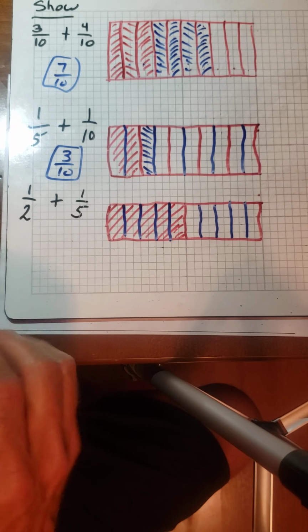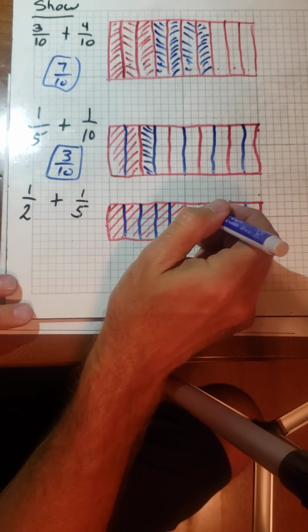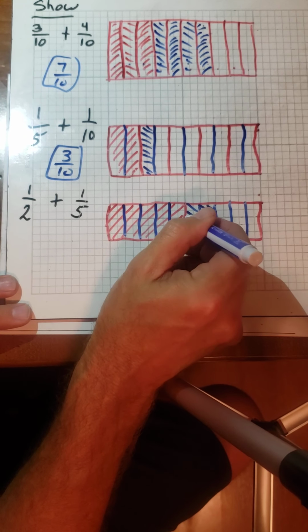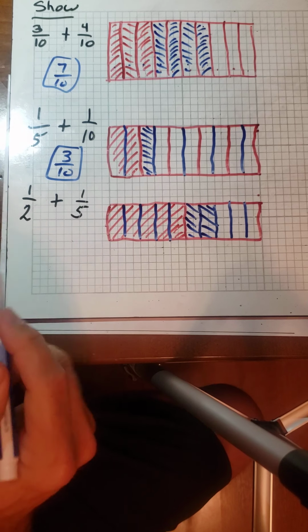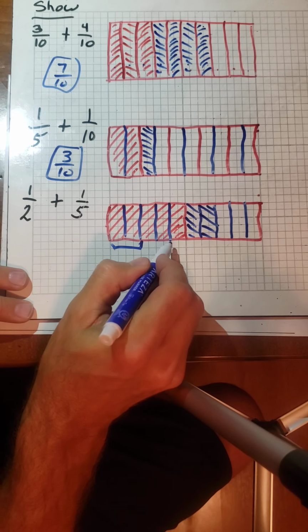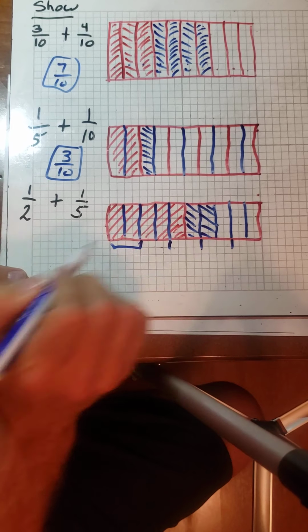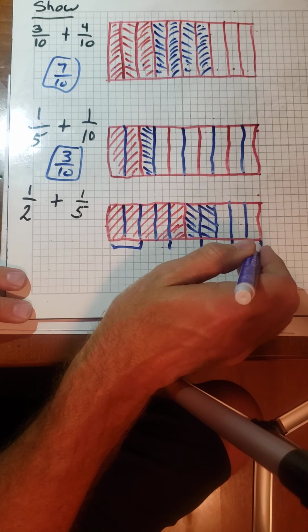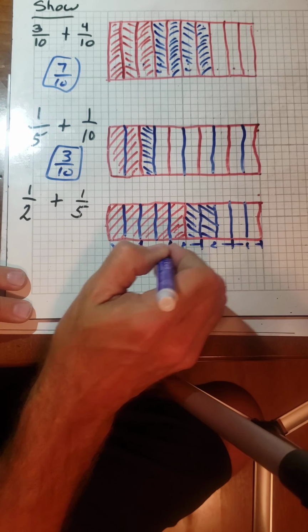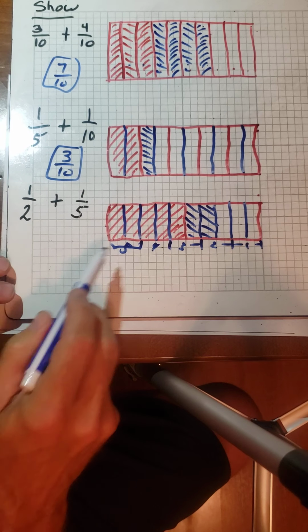And then I need to do 1/5 of this whole. So this would be 1/5 of the whole thing right here. Because this is 1 right here. This one is 2. This one is 3. This one is 4. And this one over here is 5. So there's one of them. Here's 2. Here's 3. Here's 4. And there's 5. So there's my whole piece being divided into fifths.